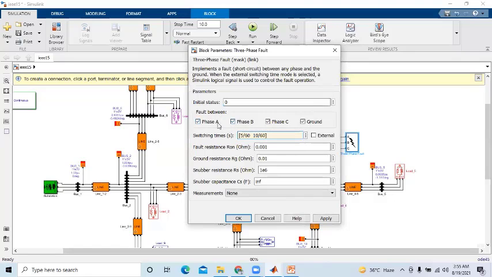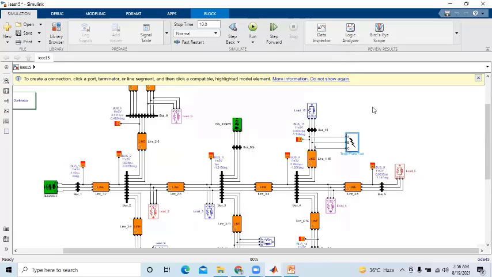So we are going to create, first of all, only a single phase to ground fault. That is phase A and ground, which has been selected over here, and the fault resistance has been considered as 0.001 ohms. RG and RS are taken as the grounding resistance and the snubber resistance. So we will apply this and click on OK.